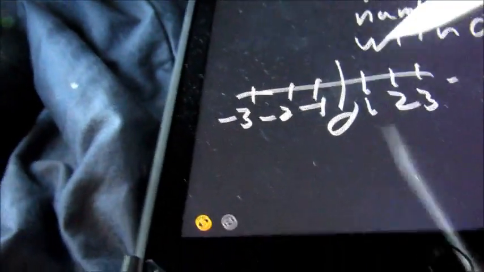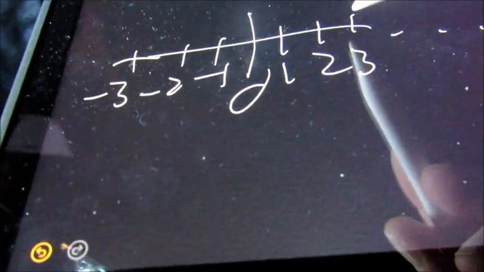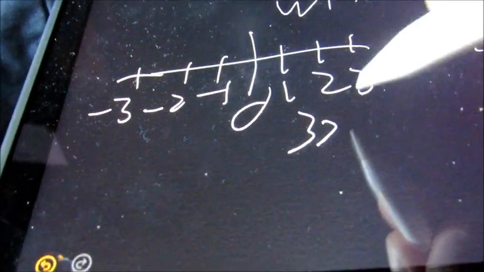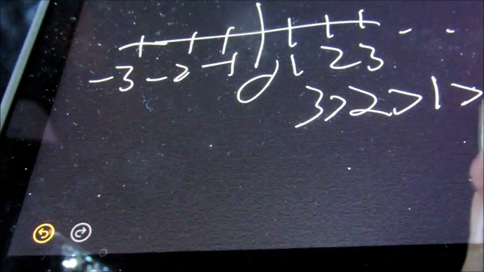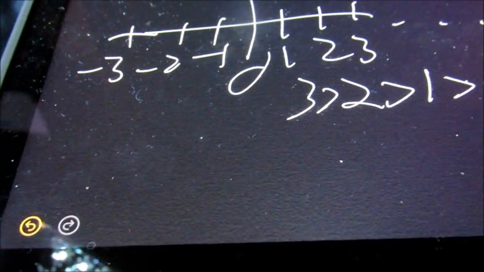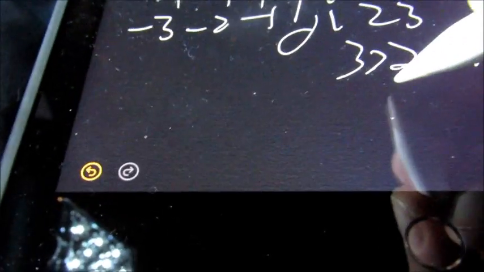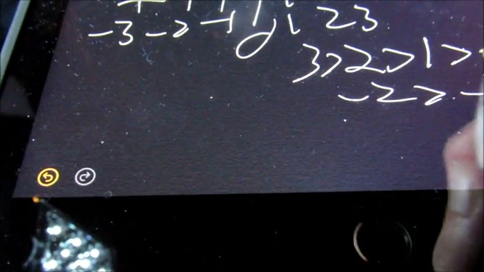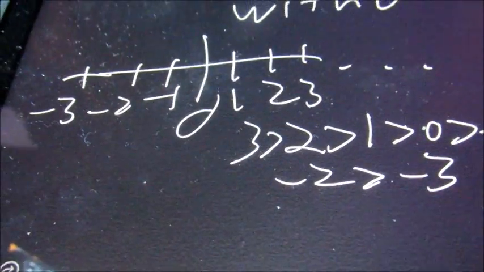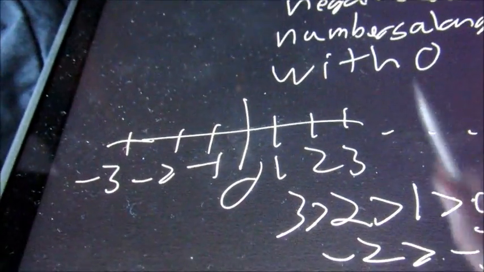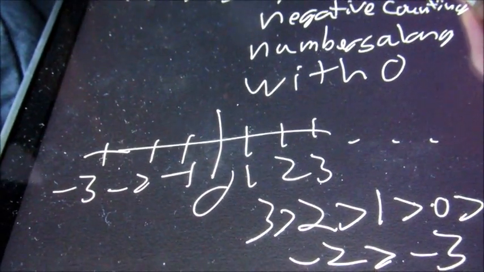And by using this number line, we know that 3 is bigger than 2, is bigger than 1, is bigger than 0, is bigger than -1, is bigger than -2, is bigger than -3. So everything goes from left to right as far as how big they are when we're doing greater than.